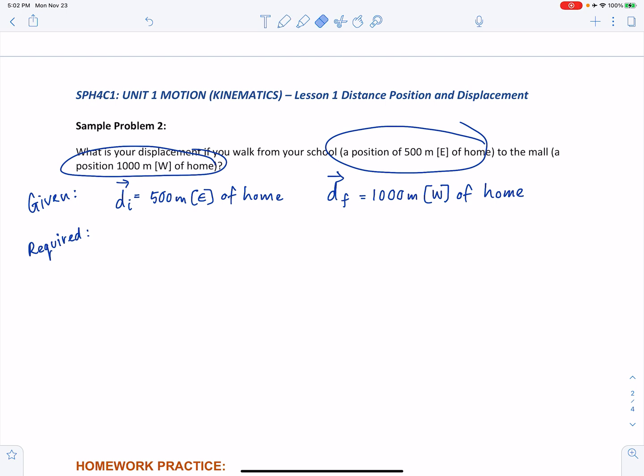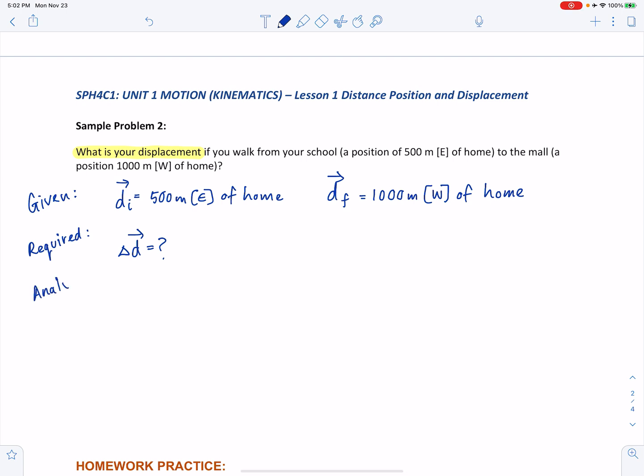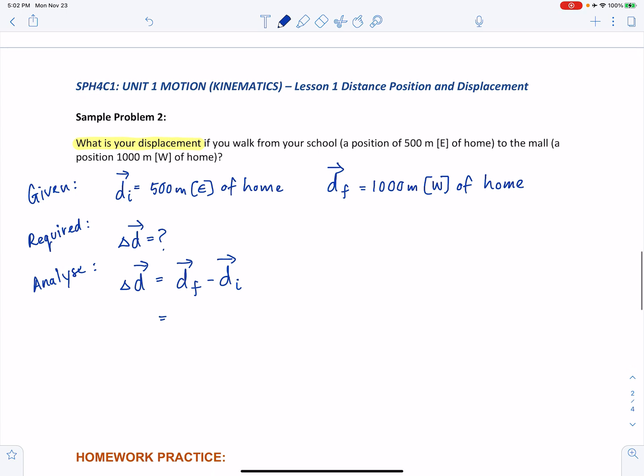In this question, what they're asking us for is, what is your displacement? So what they want us to find is displacement. So let's analyze which equation we'll use. We have the equation displacement is equal to final position minus initial position. And remember, it's important to know which one is the final and which one is the initial. You cannot mix these two up or you'll get the wrong answer. So let's write down the values. We'll sub and solve.